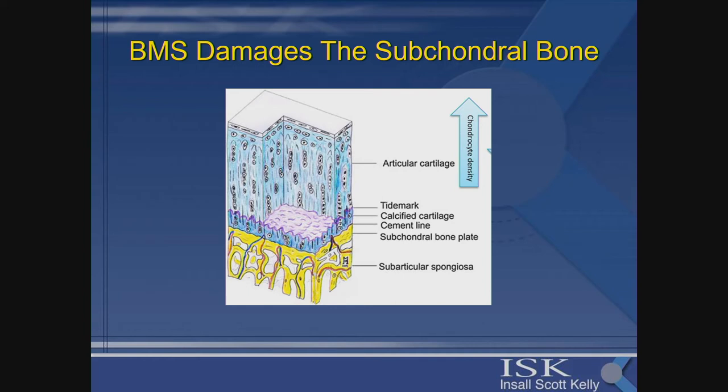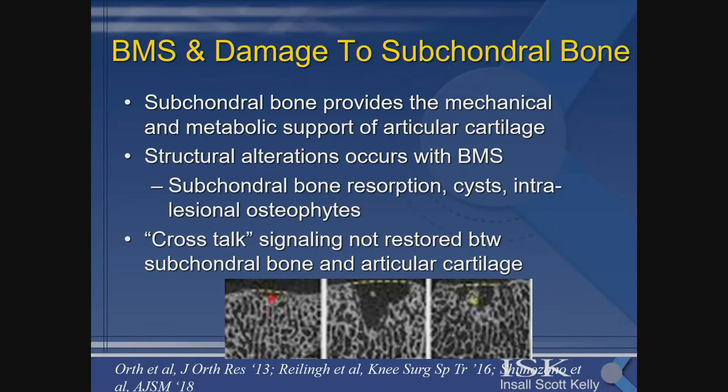So this is your articular cartilage layer, which is injured, and then you have your calcified cartilage, which you're breaching, and then you're penetrating into the subchondral bone plate and the subarticular spongiosa. And the problem is, and we've learned this a lot these last few years, is that it damages the subchondral bone, so it creates a trauma to the subchondral bone, and a lot of times this can't repair itself. So subchondral bone is very important. It provides the mechanical support for the cartilage. There's also this crosstalk between the cartilage and the bone that helps to maintain the bone and cartilage homeostasis, and this is not always restored after microfracture.